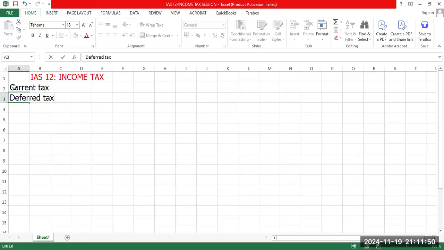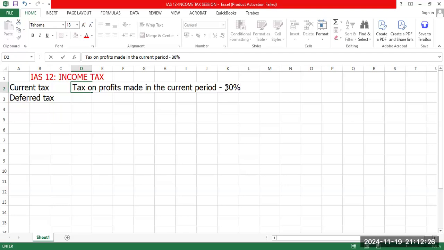With current tax, this is tax on profits made in the current period. And obviously, for purposes of our country, Uganda, the tax rate is 30%. So you get that 30% times the profit. That is profit before income tax. There you will have your current tax.